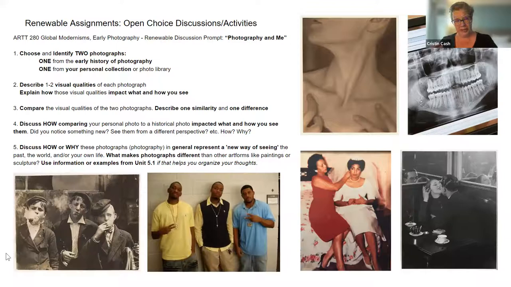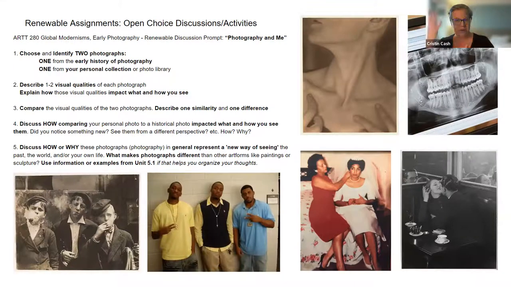And most importantly, in my classes, I focus on the relevance of art history in real life. So it's always about, what is the power of images? How are they made? Why are they made? And how do they impact how we see the world around us? And so this assignment comes at the end of the unit. It's called Photography and Me. So right away in the title, it's signaling that this is an opportunity for students to figure out how photography relates to them and their lives and their experience.